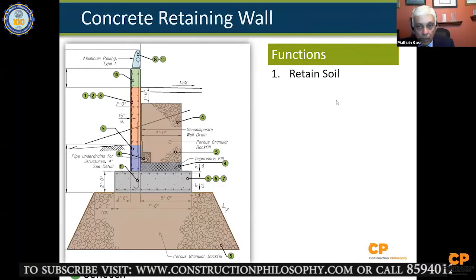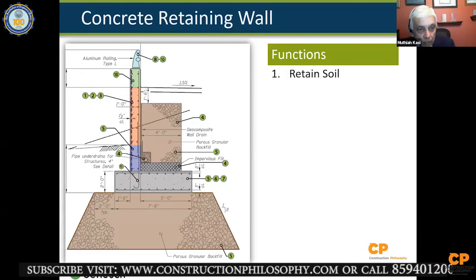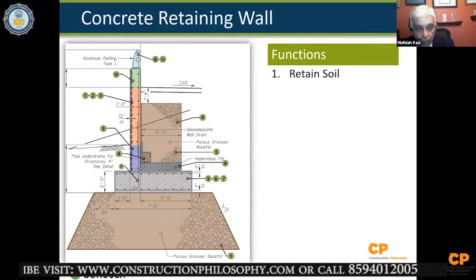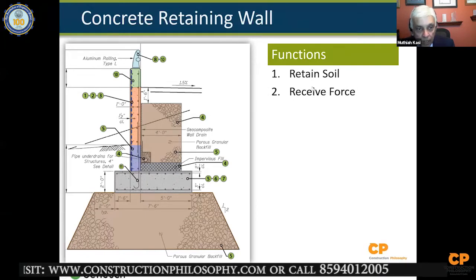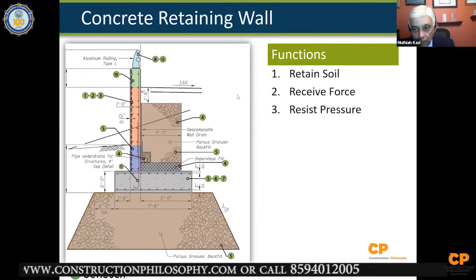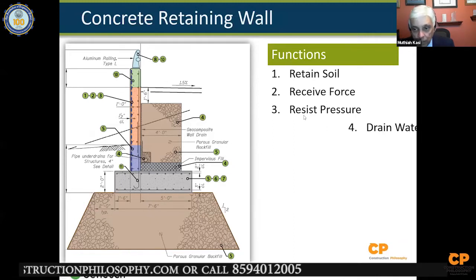Okay, now, number one, here is a grade separation between here and here. This orange colored portion of the retaining wall will retain the soil. And also it receives the force. You can see the 1, 2, 3. It retains the soil between here and here, receives the force and resists the force, but it's not stable.